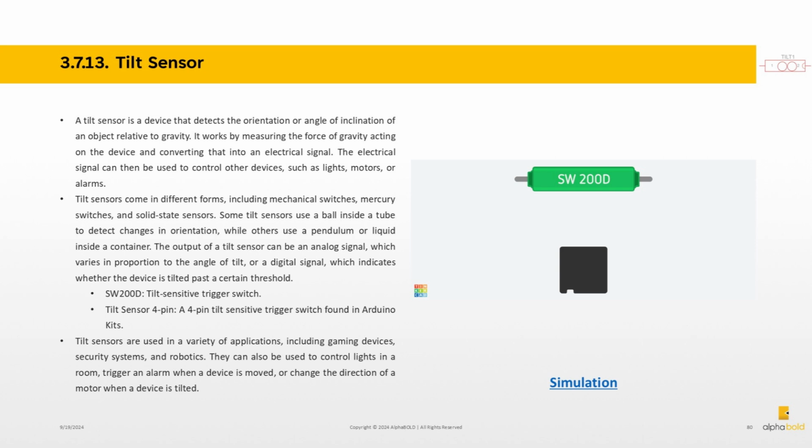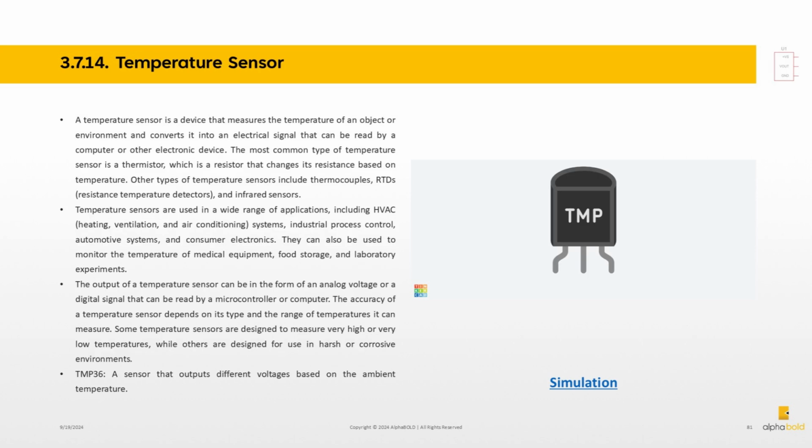They can also be used to control lights in a room, trigger an alarm when a device is moved, or change the direction of a motor when a device is tilted. A temperature sensor is a device that measures the temperature of an object or environment and converts it into an electrical signal that can be read by a computer or other electronic device.